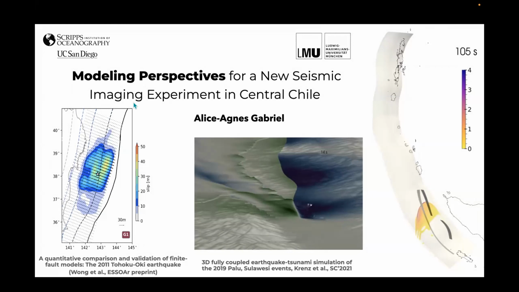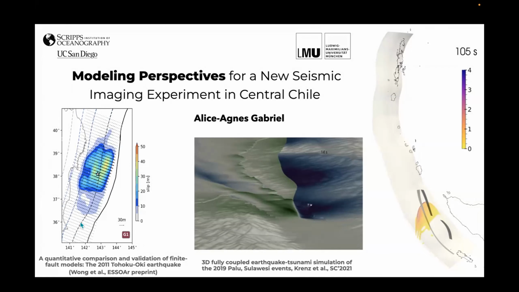So Shusho asked me to talk about the modeling perspectives for this new seismic imaging experiment in central Chile. And first of all, I have to apologize. I caught COVID last week traveling. So if I say something a little bit mixed up, I'm sorry. Bear with me. On the title slide, I have three examples of modeling perspectives.